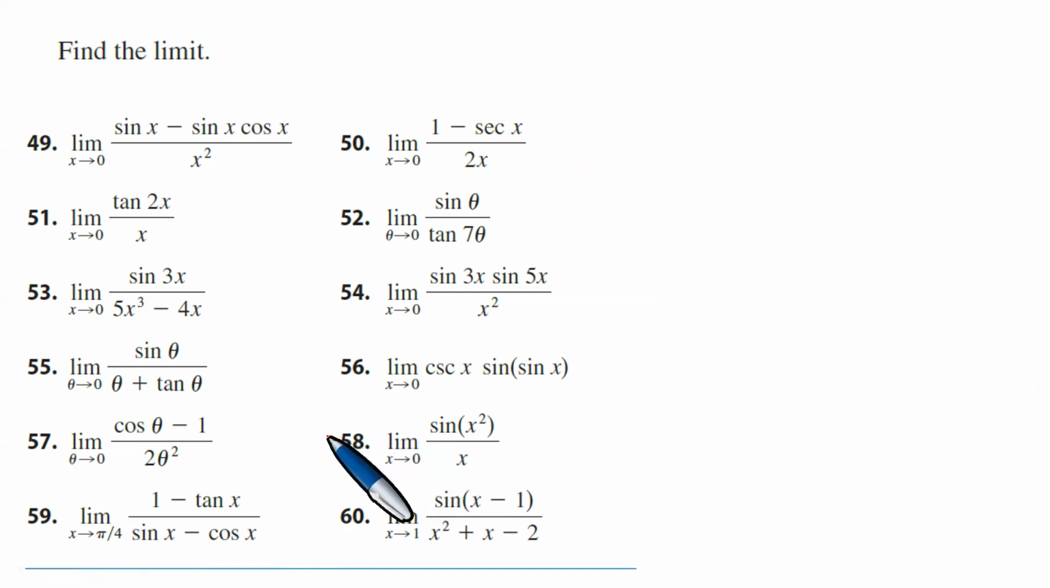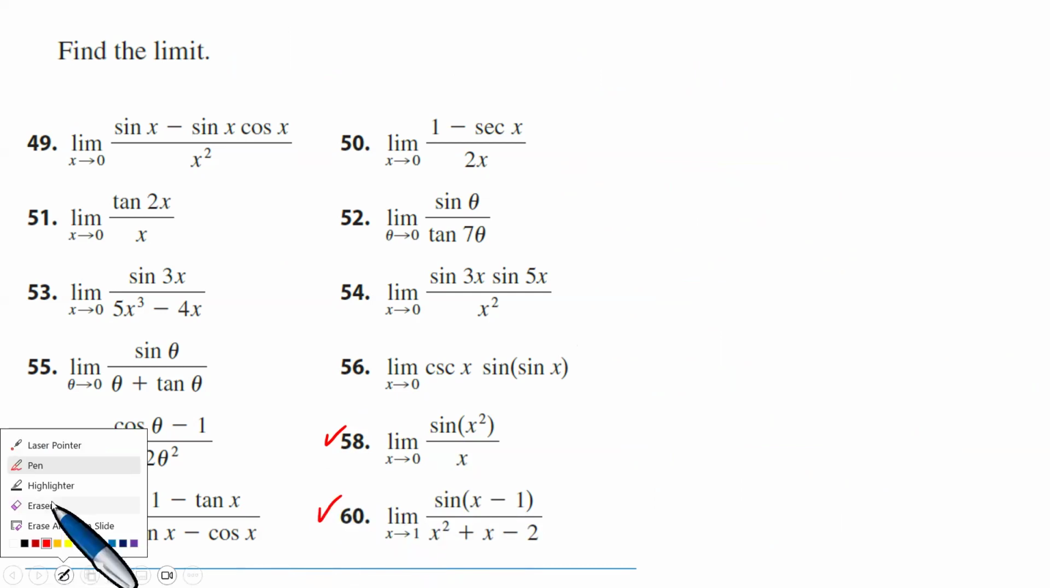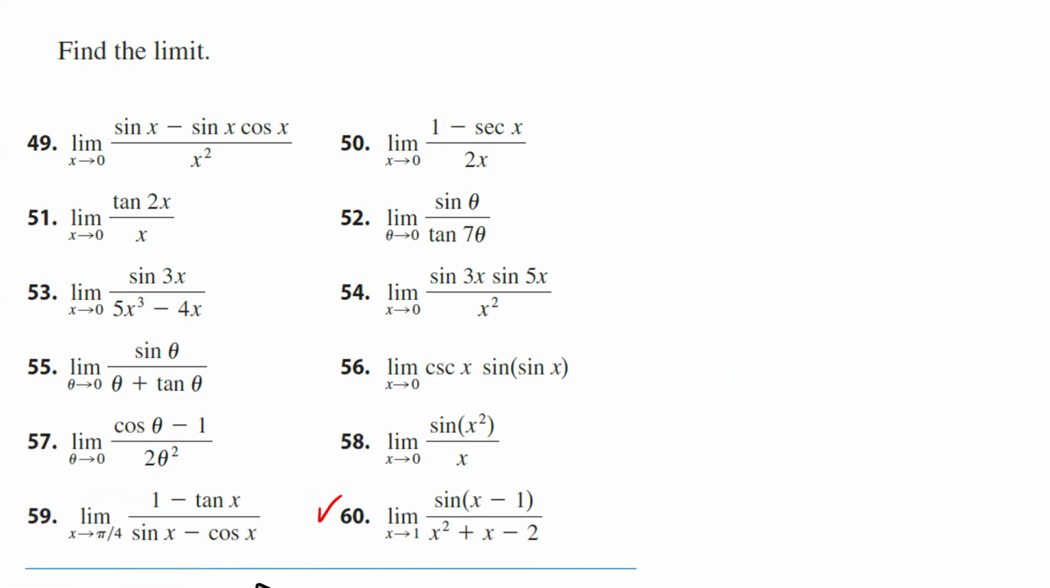Can you try 58? Okay. Yeah, please let us know when you're done with 58. Or maybe 60. Sorry, 60. Yeah, because I was just thinking which one to do. Okay, yeah, let's try 60, and then you let us know when you're done. Okay, good, thank you.